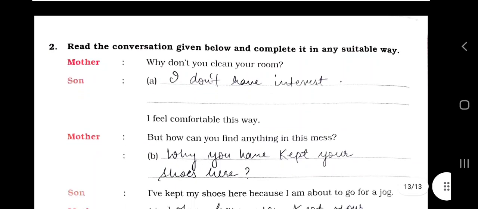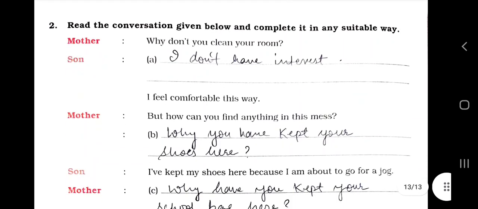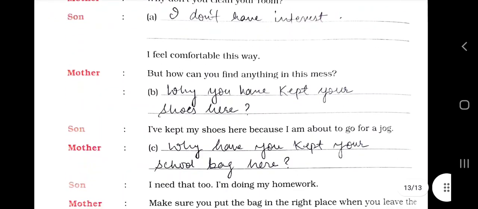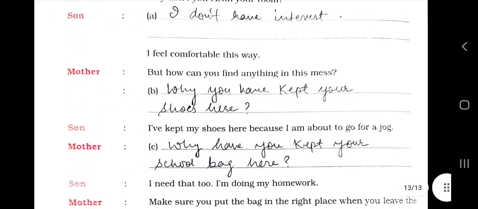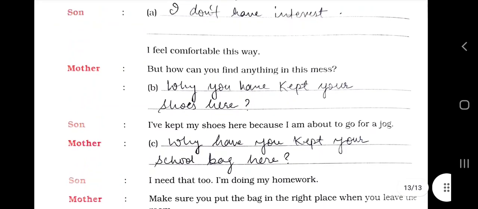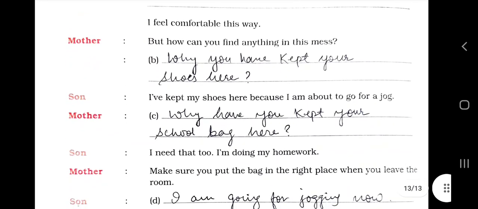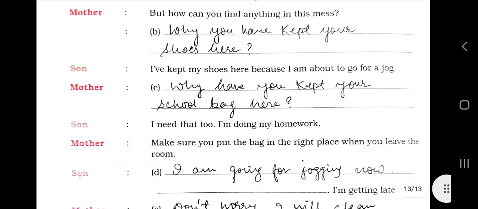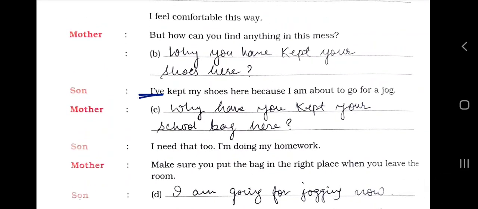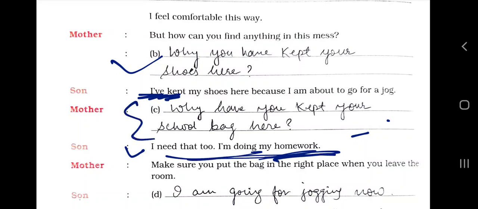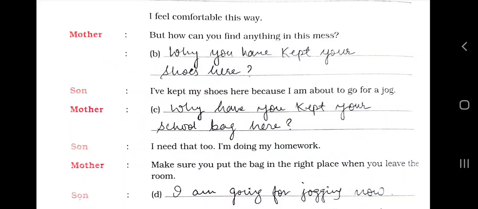"So why don't you clean your room?" "I don't have interest. I feel comfortable this way." "But how can you find anything in this mess? Why have you kept your shoes here?" "I have kept my shoes here." Now see here, according to the question, according to the answer, you have to frame the question, okay? "I'm doing my homework." "Why have you kept your school bag here?" According to this question, you can frame any question relevant to this answer on your own.